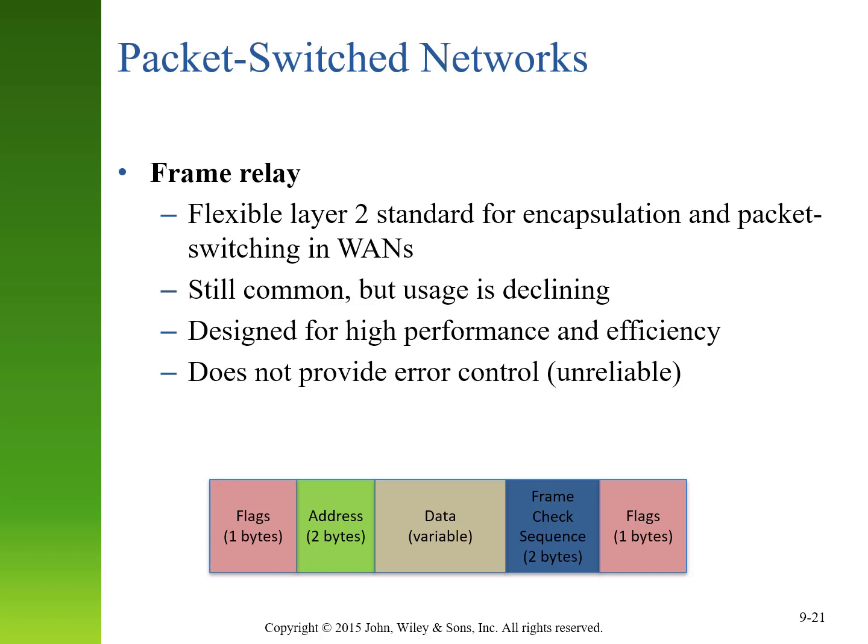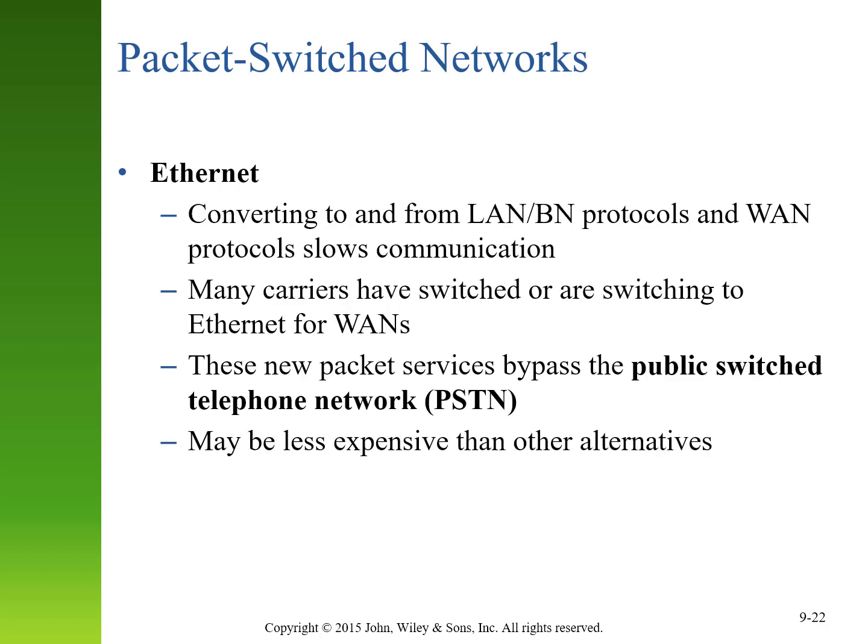Frame relay is a layer 2 standard that has been used for mainframes and then was used for wide area networks in the past. So it is still used in many situations, but its usage has been steadily declining. It was designed for high performance and efficiency, but it does not provide any error control, so it's a bit unreliable. Ethernet has been widely adopted at local area network and backbone network layers, so moving it to the wide area network protocol is interesting.